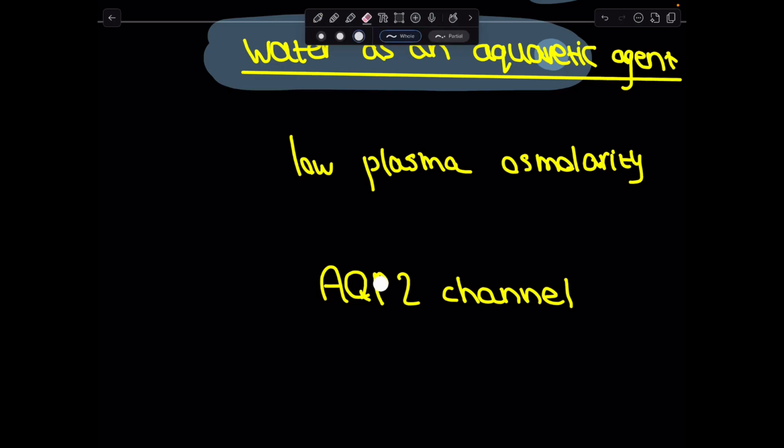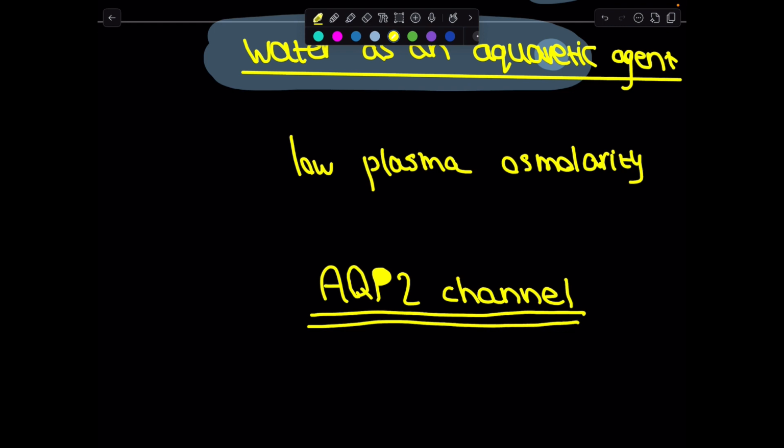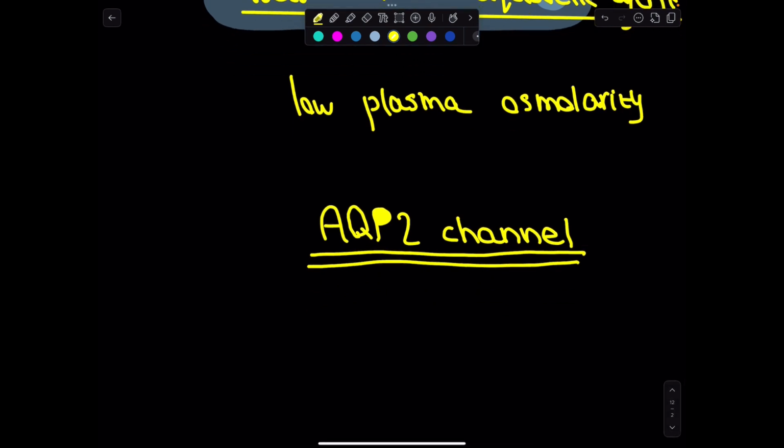AQP2 are water channel proteins in the principal cells of the kidney's collecting duct, regulated by ADH, vasopressin, which triggers their insertion into the cell membrane to increase water reabsorption from tubular fluid into the blood, concentrating urine when plasma osmolarity is high or blood volume is low. When ADH is low, e.g. from high fluid intake, AQP2 channels are removed, reducing water reabsorption and increasing dilute urine output, tying back to water's aquaretic effect. Want to dive into AQP2's regulation or compare it to other aquaporins?